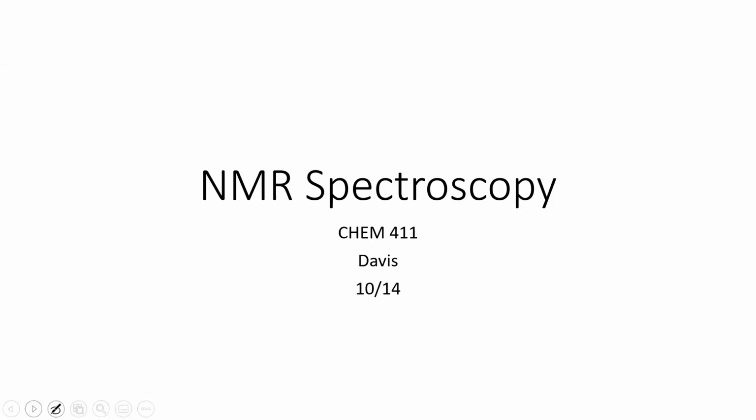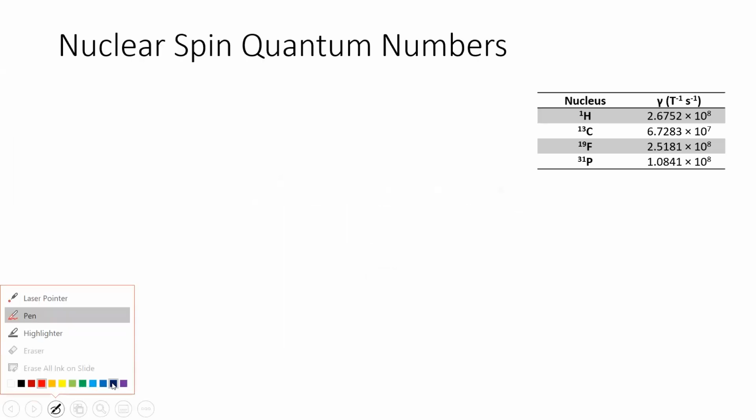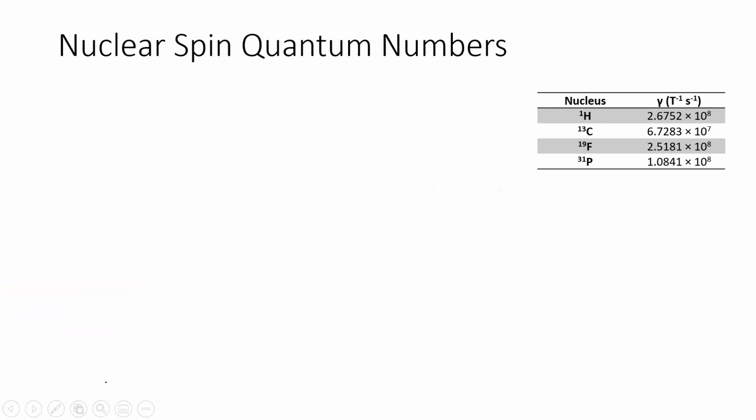So jumping into it, NMR works on the principle that nuclei have spin. Just like electrons have spin, the technique that we use to look at electron spin is EPR, electron paramagnetic resonance.